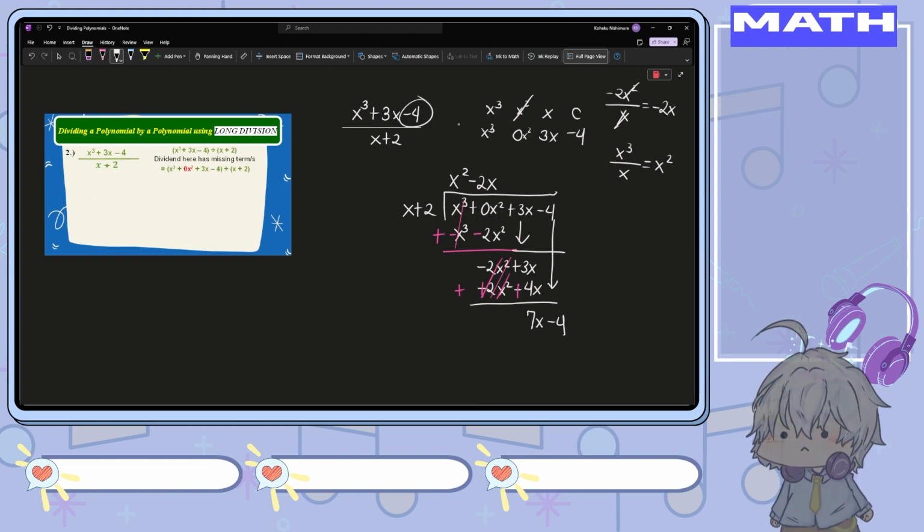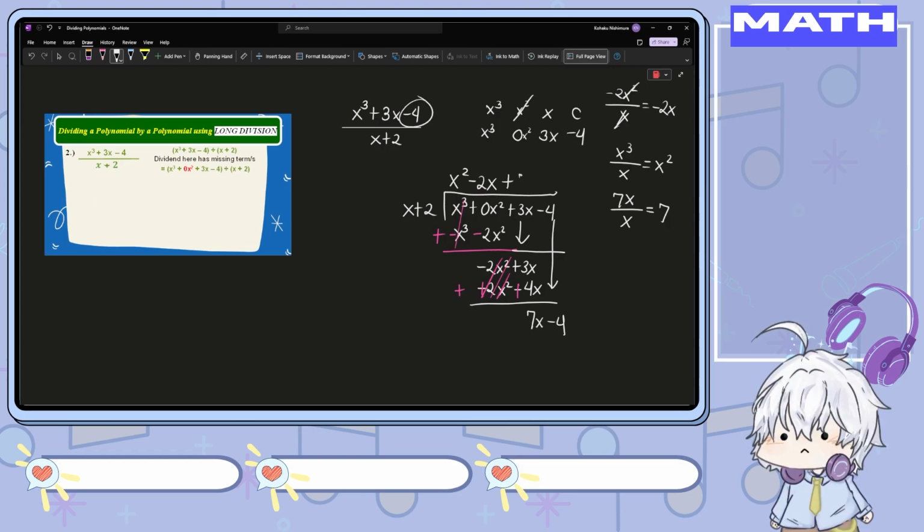So we observe that 7x, the first term now, divided by the first term in the divisor, which is x, the answer will be positive 7. Thus, we multiply the 7 to both x and 2, thus arriving at 7x plus 7 times 2 is 14. And then again, rule of thumb.